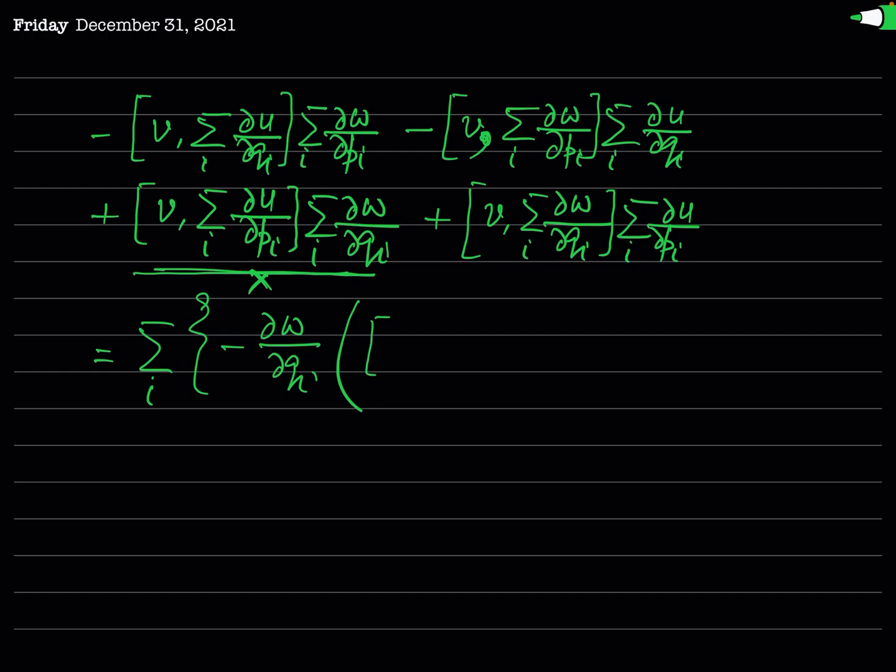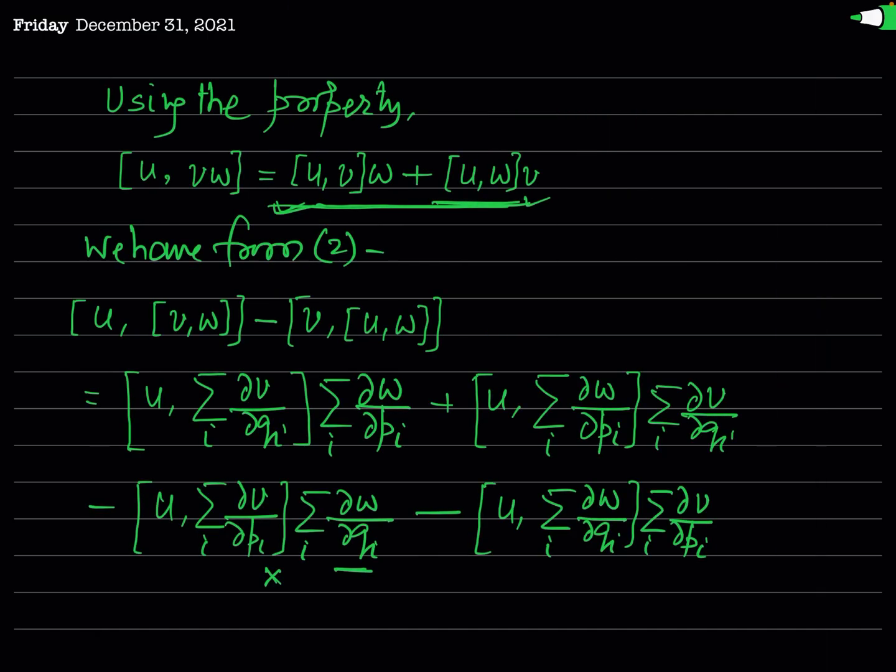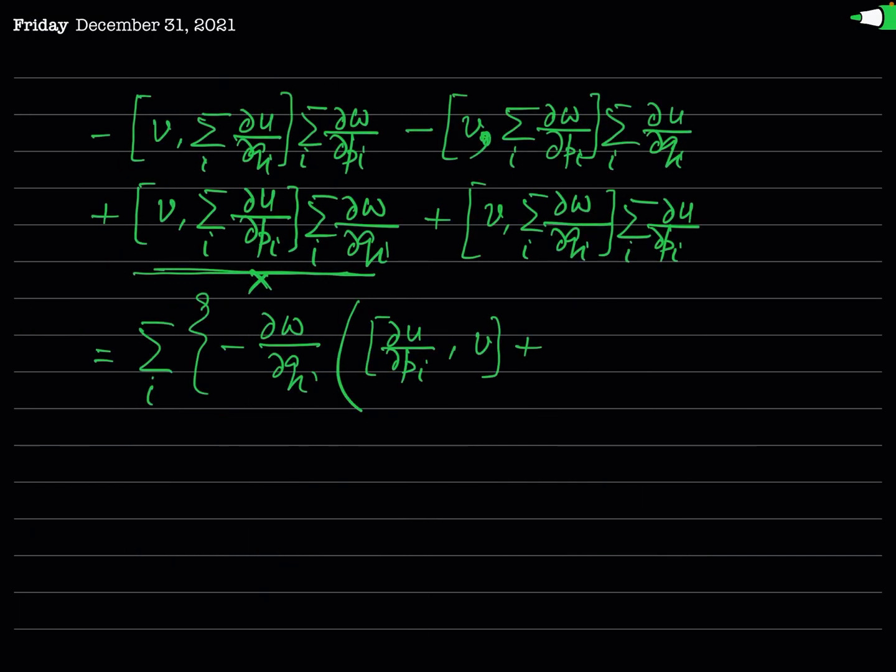This is Poisson bracket of del u by del pi and v, and plus, now see this term. In this term already minus summation over i del w by del qi is present. So here the order of the variables inside the Poisson bracket will not change, that will remain the same. So this will be plus Poisson bracket of u and del v by del pi.